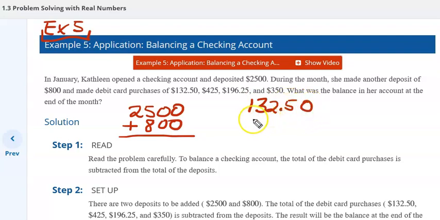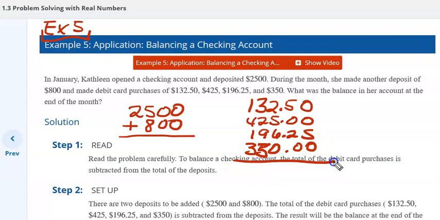132.50, 425, keeping your decimals lined up, 196.25, and then 350. Add this up, and then what do you think you're going to do? We're going to subtract this amount from your total, and that should give you your balance.